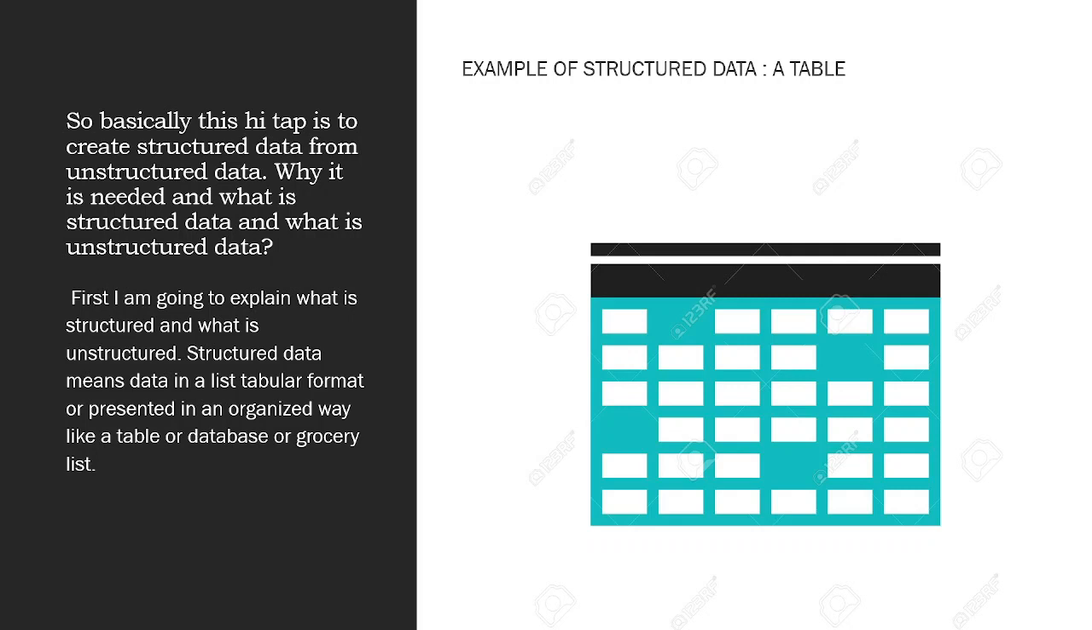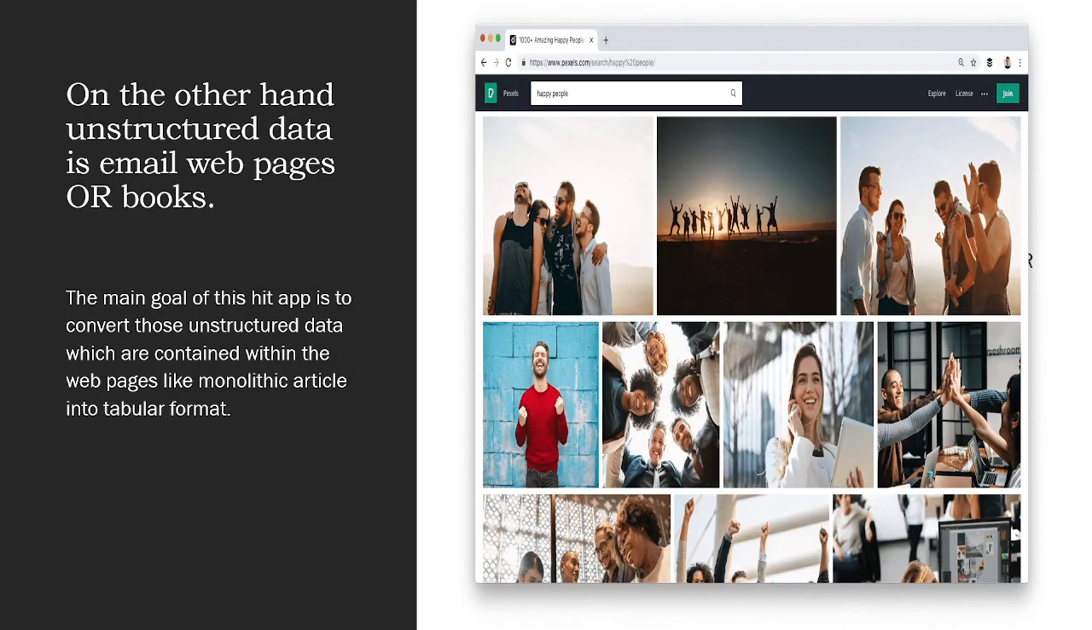You can see that structured data is a kind of tabular data or listed data, like your grocery list. You can see this is a table. So this is structured data where the data is organized in a certain format, in a certain structure. On the other hand, if you put your data in an email, or you are writing a book, an article on your blog, or writing content within web pages, these are monolithic data. There is no structure. You are just writing the article, but you are not imposing any structure on it. So this is unstructured data.